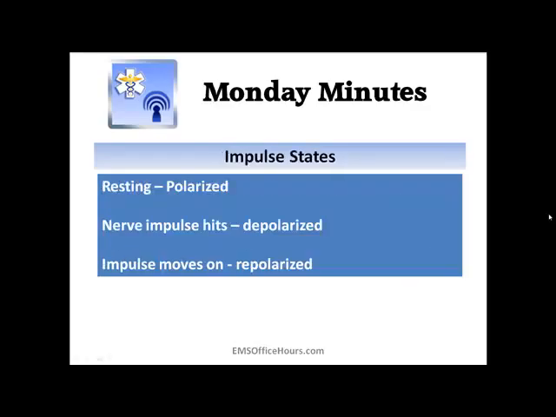Now, we talk about the states of impulses, and you think about EKG, right? The repolarization or depolarization, right? Well, the resting state is when that nerve cell is polarized, right? When the nerve impulse hits, it becomes depolarized. And then as that nerve impulse moves on, it becomes repolarized.